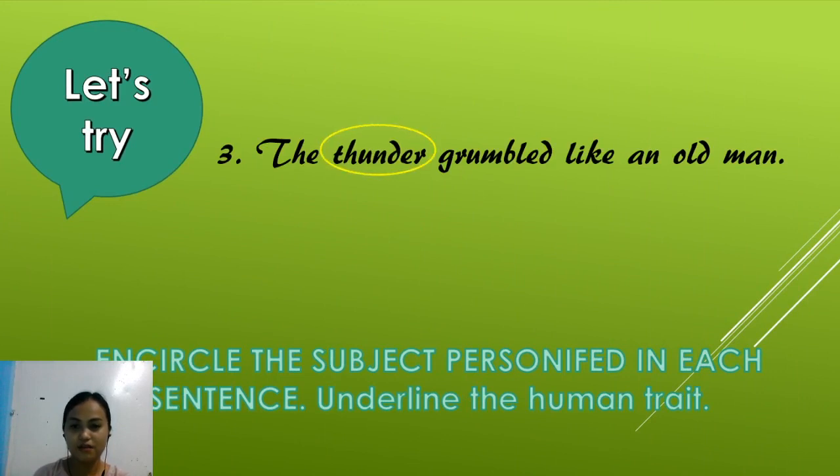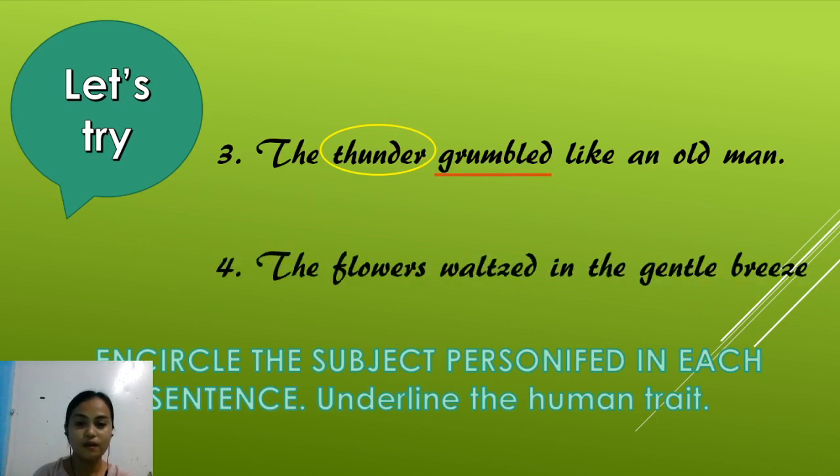Okay, we have number 3. The thunder grumbled like an old man. Okay, the noun in the sentence, or the subject, is thunder. And the human trait is grumbled. Fourth, the flowers wilt in the gentle breeze. So imagine the flower dance. Okay, the subject in this sentence is flower. And the human trait is wilts.